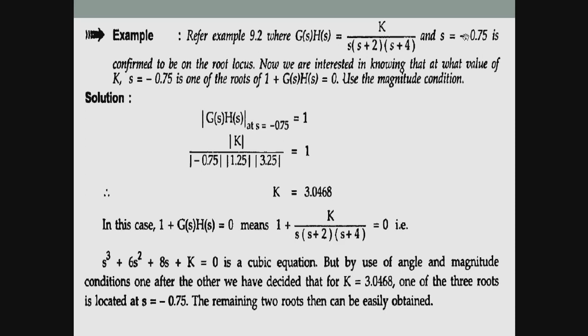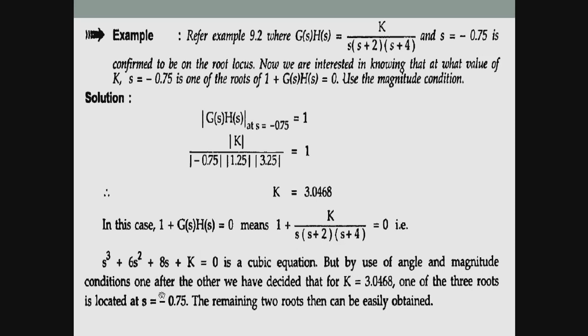Let us see, we have done one more here. With g of s into h of s given, and s given, the same numerical, if I try to do it, this is for the magnitude condition. Substitute k equal to, with all this in terms of modulus value. I take s equal to minus 0.75, modulus 1.5. As all these are modulus, these will all be plus values. So your k value would turn out to be 3.047.